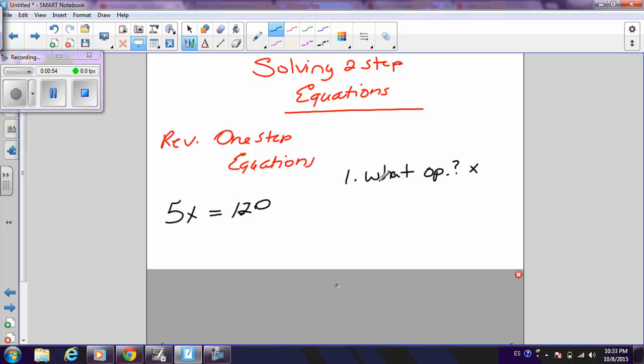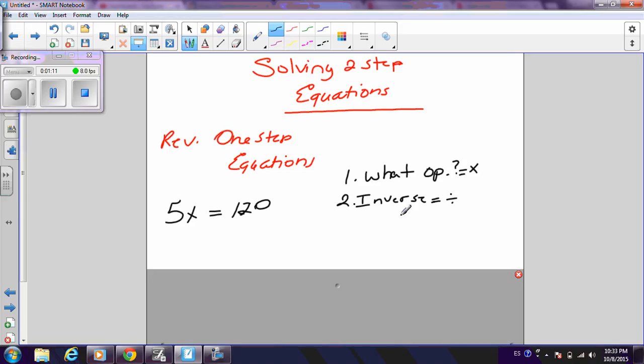Okay? And then remember that I told you step 2 is to do what? Exactly. Find out what is the inverse of your operation. And the inverse of multiplication is, good, you should have said division.